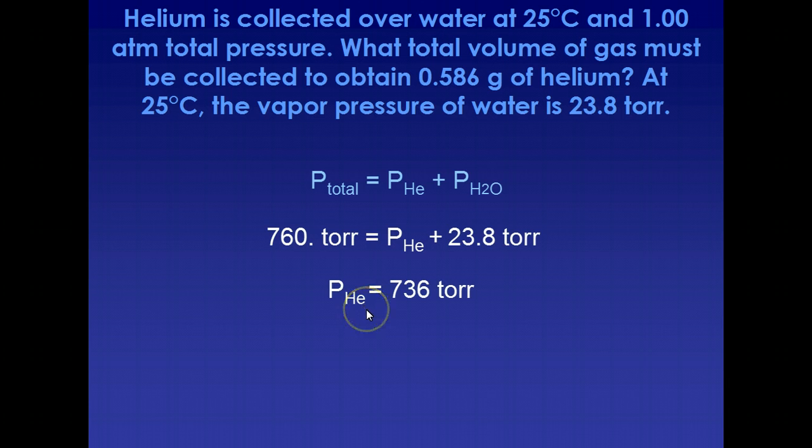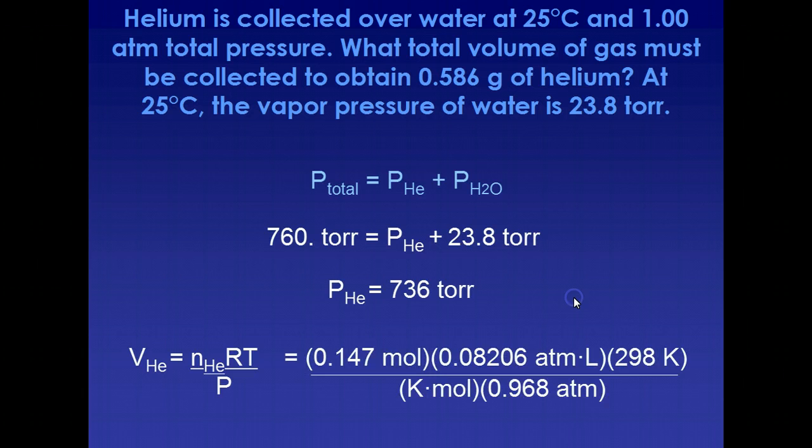You would need to convert that now into atmospheres before you could solve for the volume, because in order to find the volume that we would need to have at that particular temperature, at this pressure, and for this amount, we're going to use our ideal gas law. So we're going to convert those 0.586 grams of helium into moles by dividing by 4. We're going to use our constant. We converted our 736 torr into atmospheres by dividing by 760, and then we multiply by our temperature in Kelvin of 298. When our units cancel out, we're left with the volume in liters, and that would be 3.7.